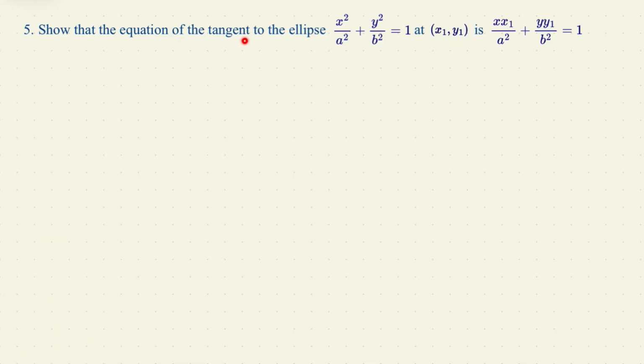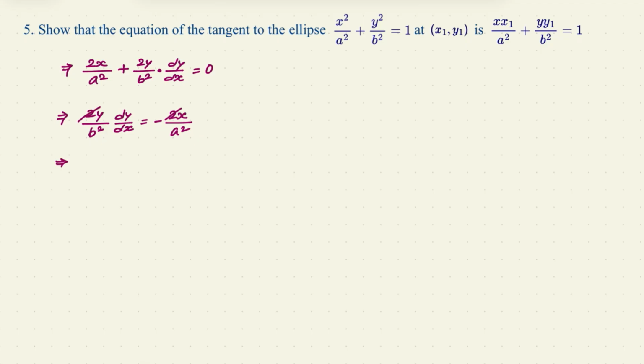Question 5. Prove that the equation of the tangent to the ellipse at (x1, y1) is this much. So here we have to prove the point of contact is (x1, y1) by default, and the curve is an ellipse. So let us differentiate the equation of the ellipse both sides with respect to x. Then we will have 2x by a square, where a and b are constant, plus 2y by b square dy over dx equals to 0. So this implies 2y by b square dy over dx equals to minus 2x by a square. 2 and 2 got cancelled. So dy over dx equals to minus b square by a square into x by y.